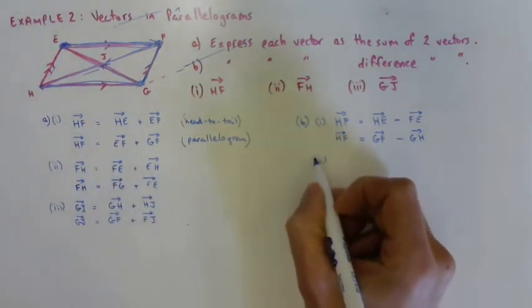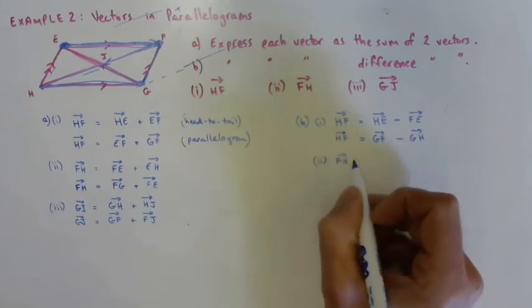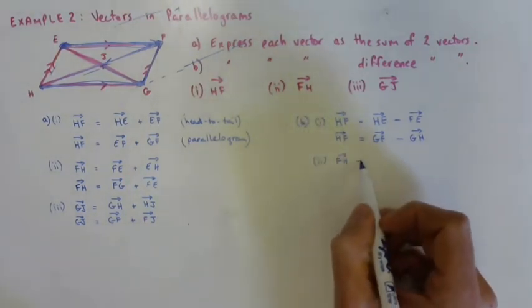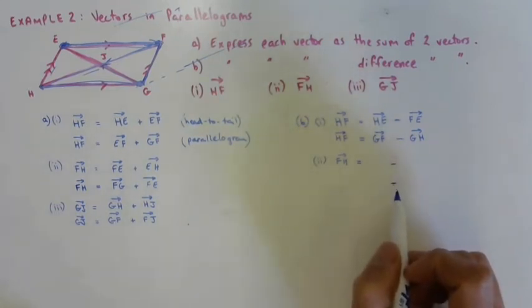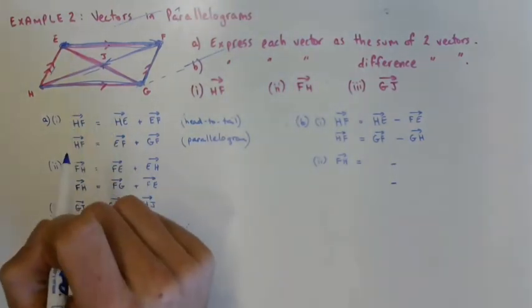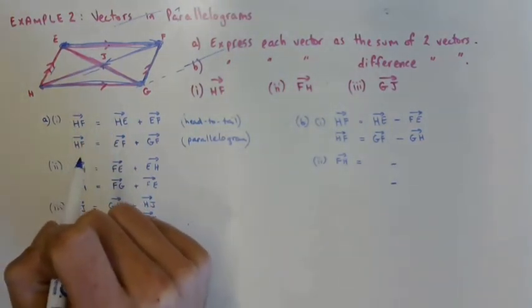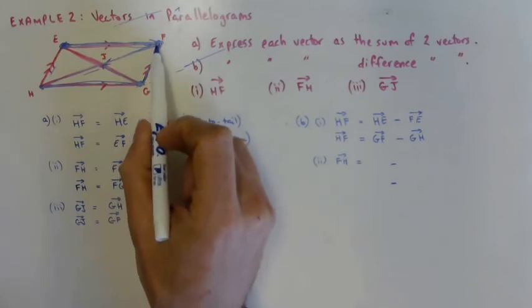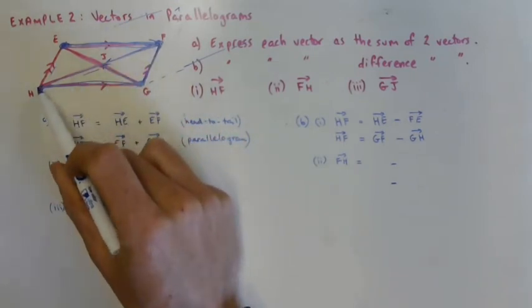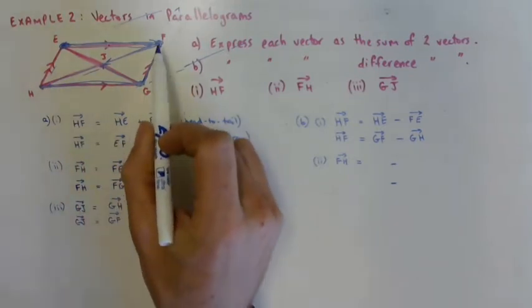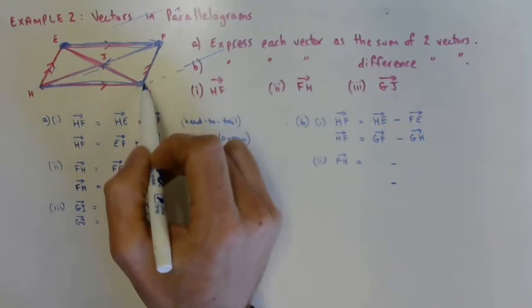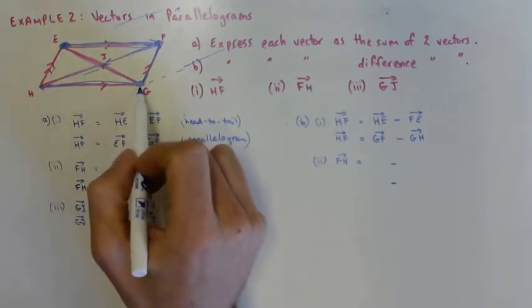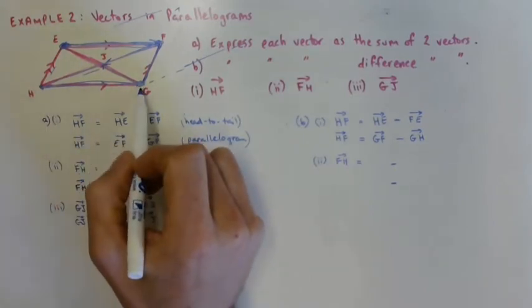Second one we're going to do, express vector FH as the difference between two vectors, and we're going to do it in two different ways. And let's see if we can figure one out just by looking at the diagram. Go ahead and try to figure one out. FH is heading back down this way. And so I could go down FG, and then I could add GH, but we're not looking at addition, we're looking at subtraction. So I'm going to actually subtract HG, the opposite of GH.